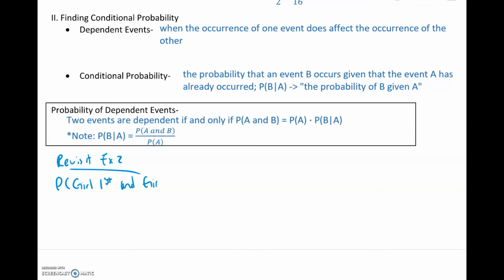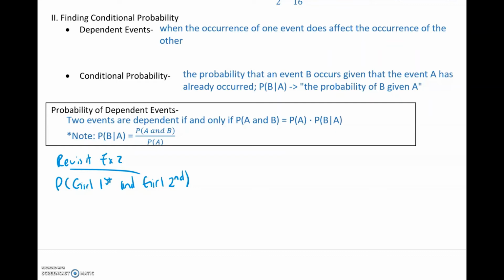Okay, so if we want to actually find the probability that we pick a girl first and a girl second, given the situation where we're picking one girl to be a speaker and another girl to be a recorder, but you can't have the same girl do both roles.